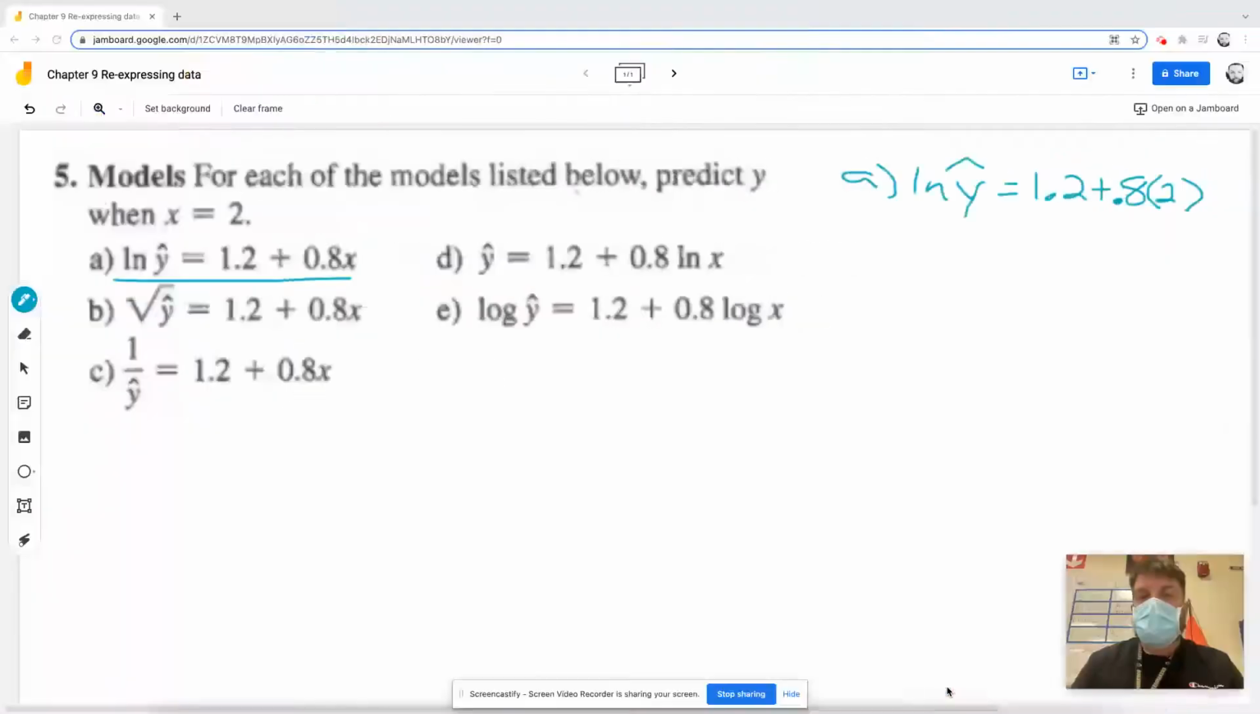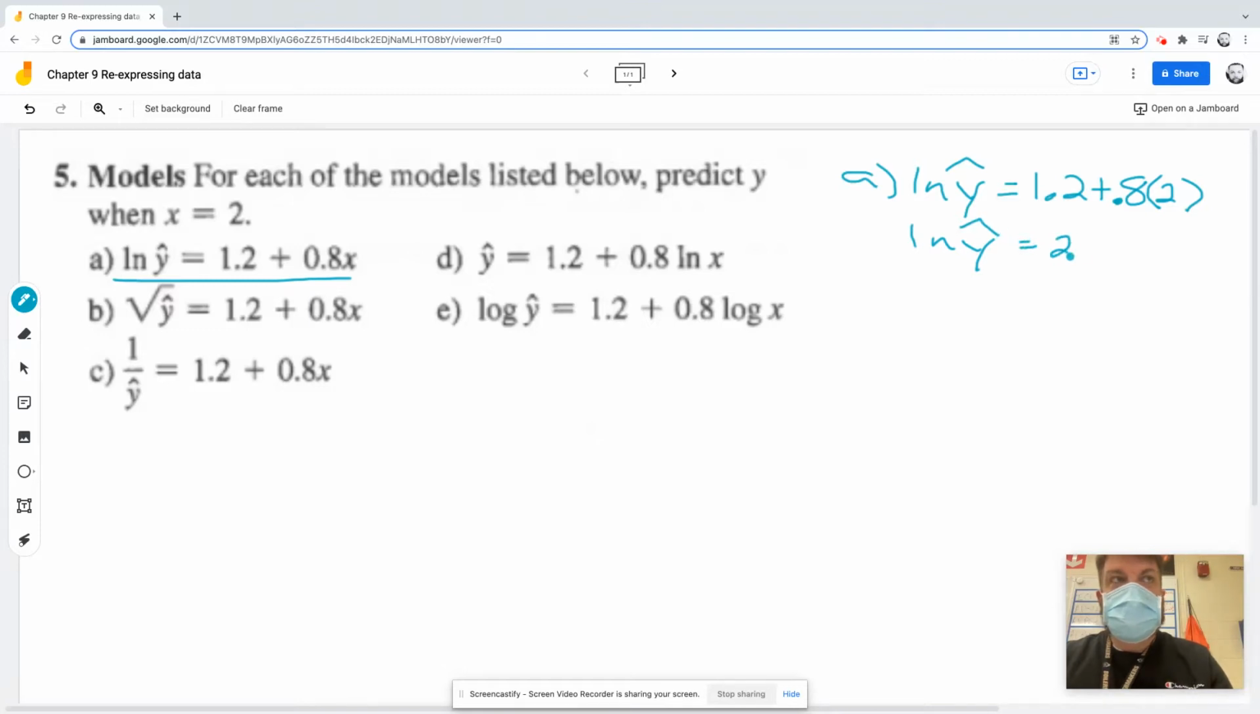Oh, that's not that hard, Mr. Adams. Well, I need y hat is the problem. So what I have, technically, is the natural log of y hat is equal to 2.8. But I need y hat. This is what I do to do it graphically, but I still need to know the y value to make the prediction. So how do I pull that y hat out of the natural log?